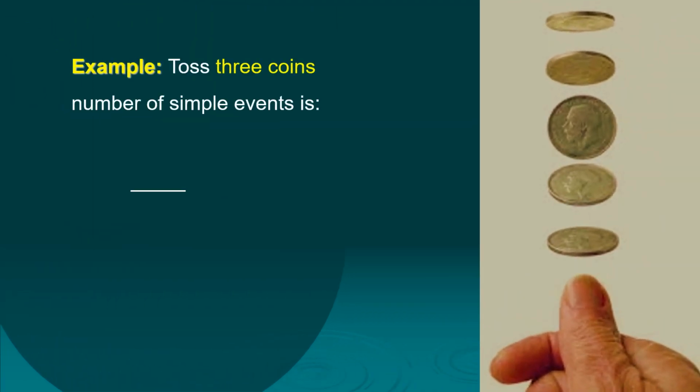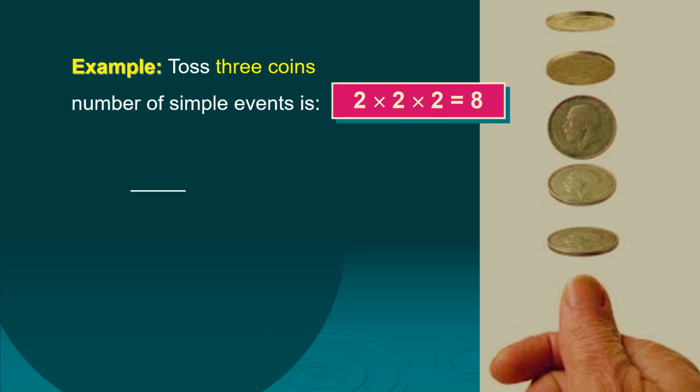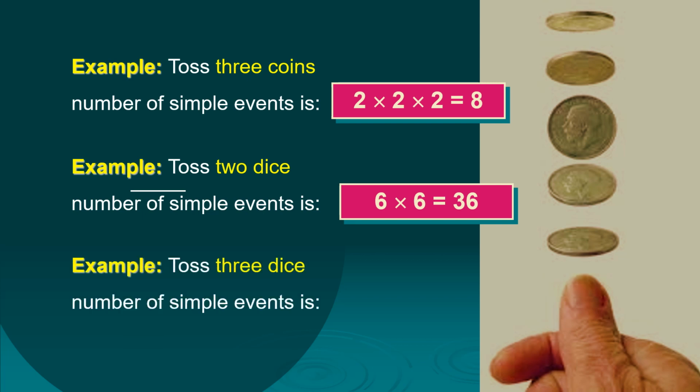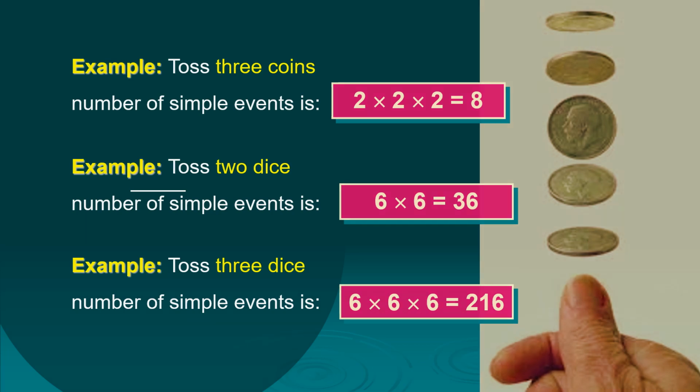For example, recall that a coin has two sample points, the head and the tail. So, if you toss three coins, the total number of simple events is 2 times 2 times 2, and that is equivalent to 8. For a die with 6 sides, equivalent to 6 sample points, tossing 2 dice will give the total number of simple events as 6 times 6, and that is 36. And if you toss 3 dice, it will give you 6 times 6 times 6 equal to 216.